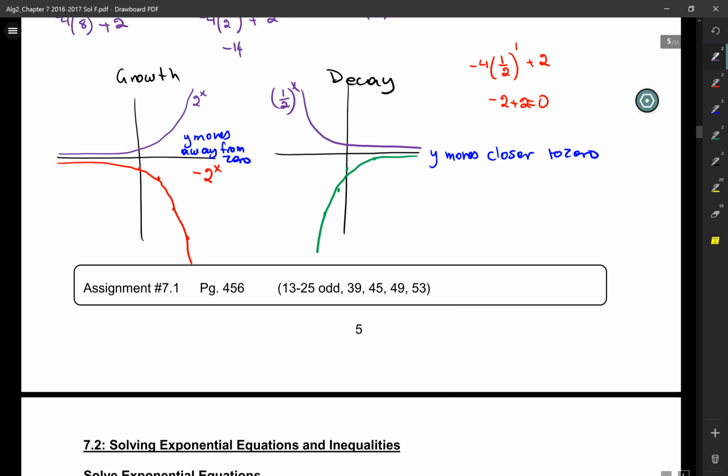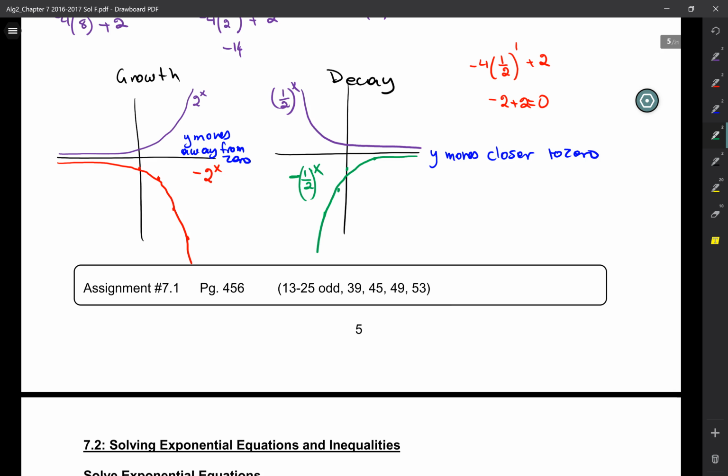All right? So if this is decay, 1/2 to the x, this would be negative 1/2 to the x. All right? So that's how we know if it's growth or decay. So just know that for growth, it's got to move away from 0. For decay, it's got to move closer to 0. Yes?